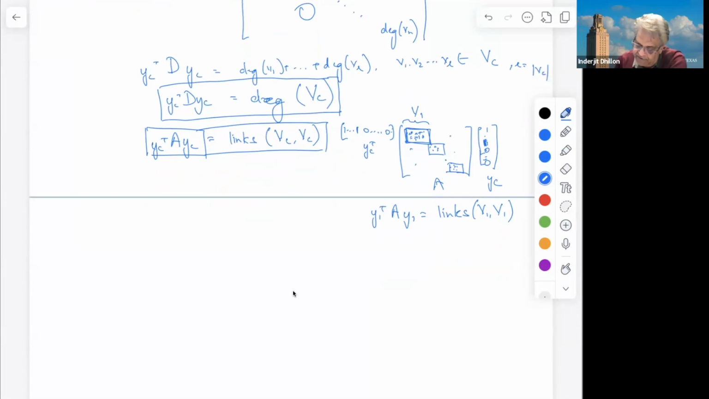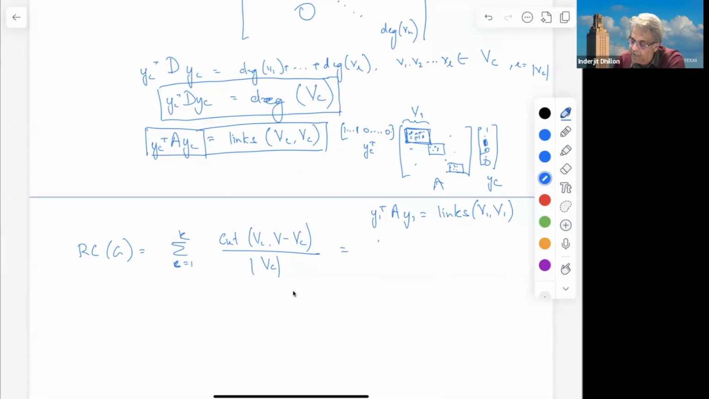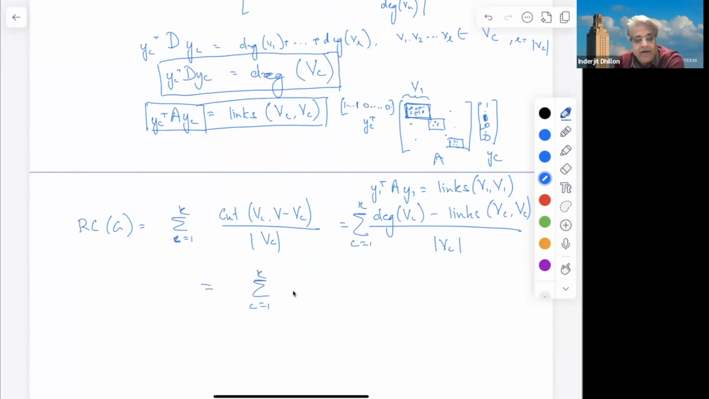So now let's look at these quantities. Let's look at RC, which is the ratio cut. Remember that we said it is the summation over C equal to 1 through K of cut of V_C, V minus V_C, divided by the magnitude of V_C. I wrote it before also as the degree of V_C minus links of V_C comma V_C, divided by the size of V_C, summed over C equal to 1 through K. Now I can write it in terms of the indicator vectors as the summation over C equal to 1 through K. The degree is given over here, so I can write it as Y_C transpose D Y_C minus Y_C transpose A Y_C.